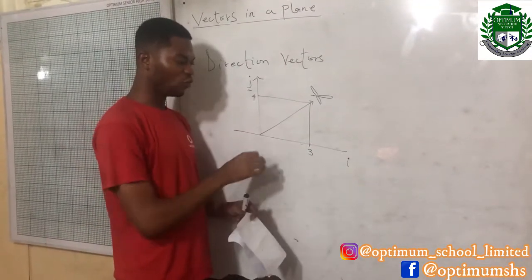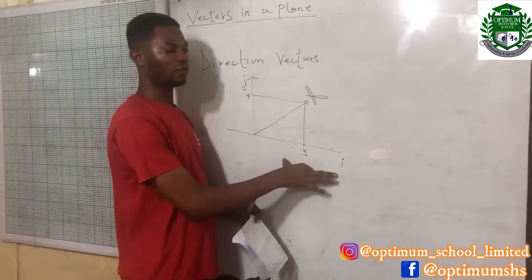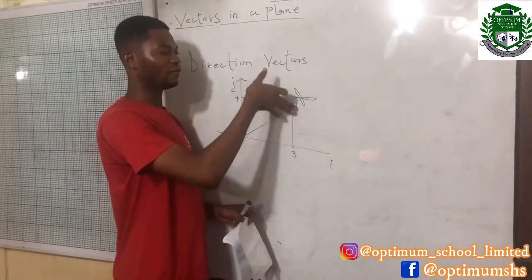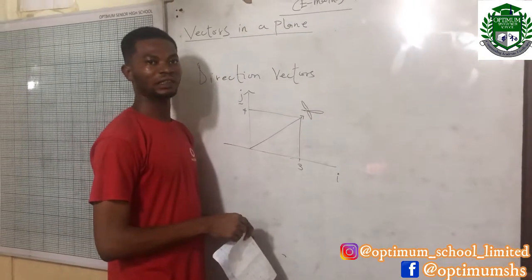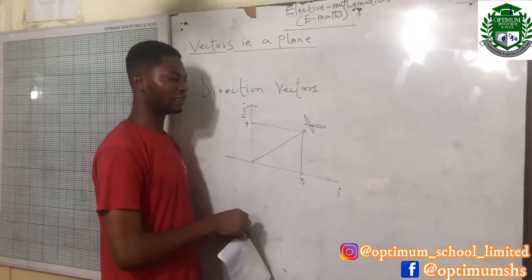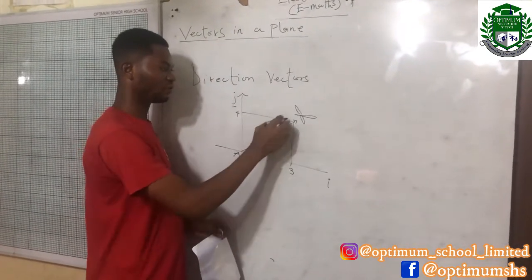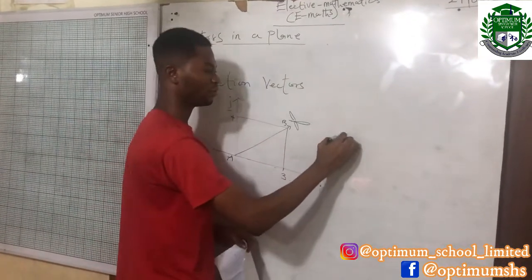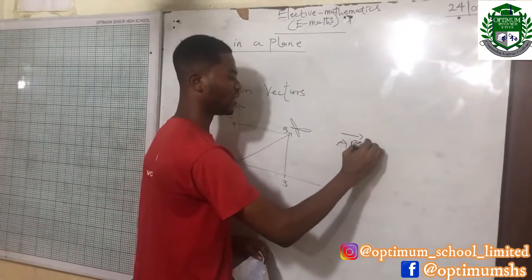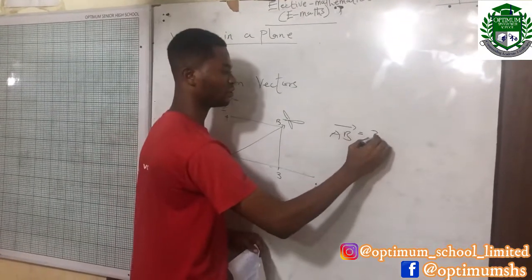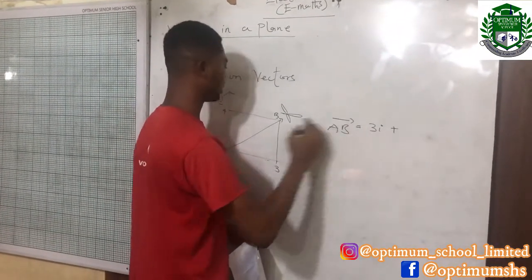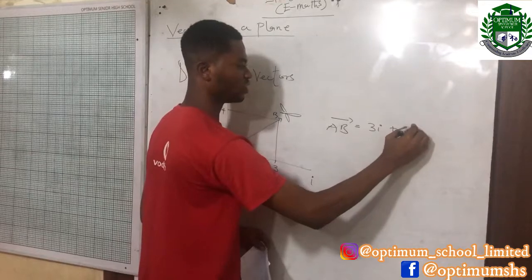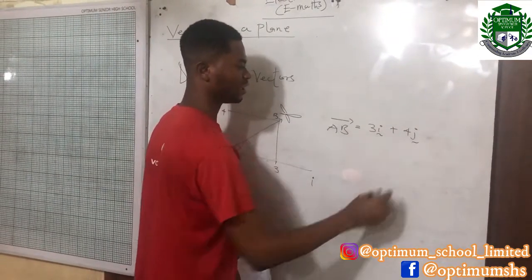I can say I've moved 3 units on the x-axis and then 4 units on the y-axis. We can also represent these vectors. Let's use a block vector here. So let's say we start from A and end at B. Here this time around, my vector can be written as 3i + 4j, all underlined.